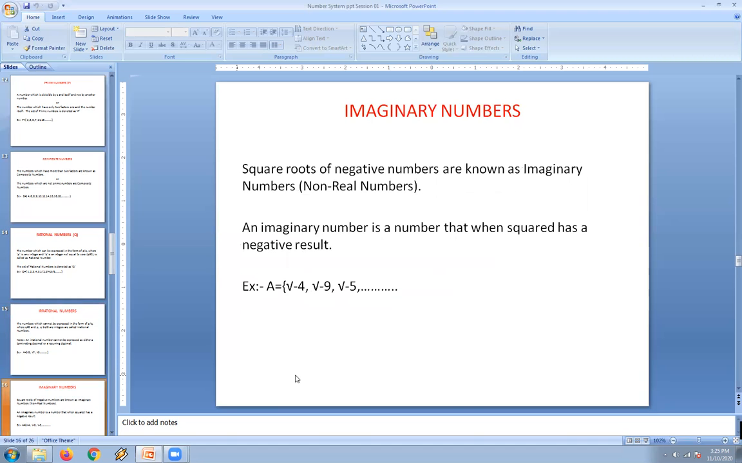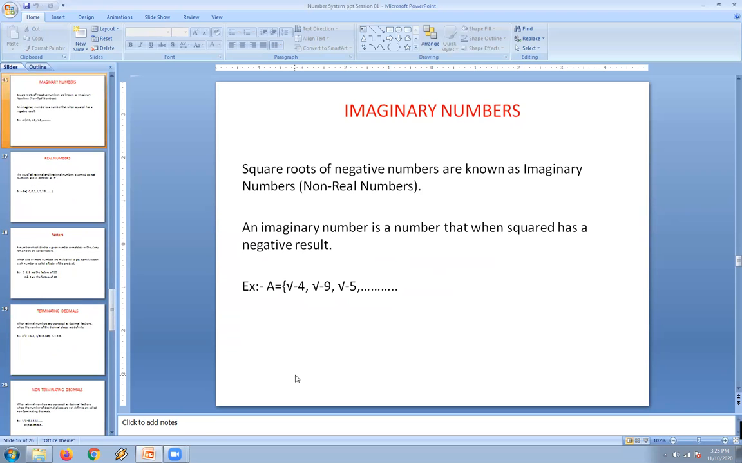And the next one is imaginary numbers. Imaginary numbers are the square roots of negative numbers, also called non-real numbers. An imaginary number is a number that, when squared, gives a negative result. Such numbers are called imaginary. Root minus 4, root minus 9, root minus 5, these are all called imaginary numbers.